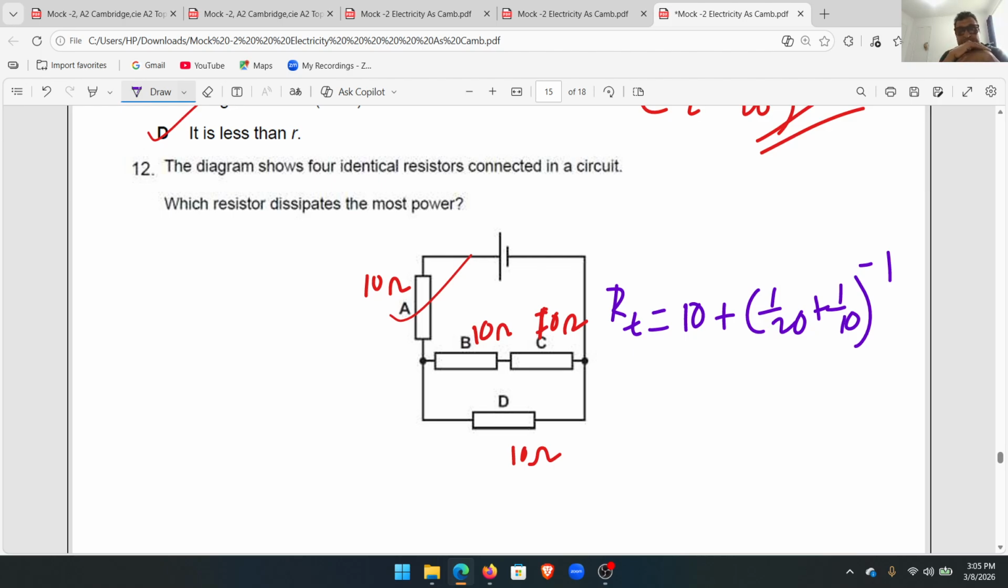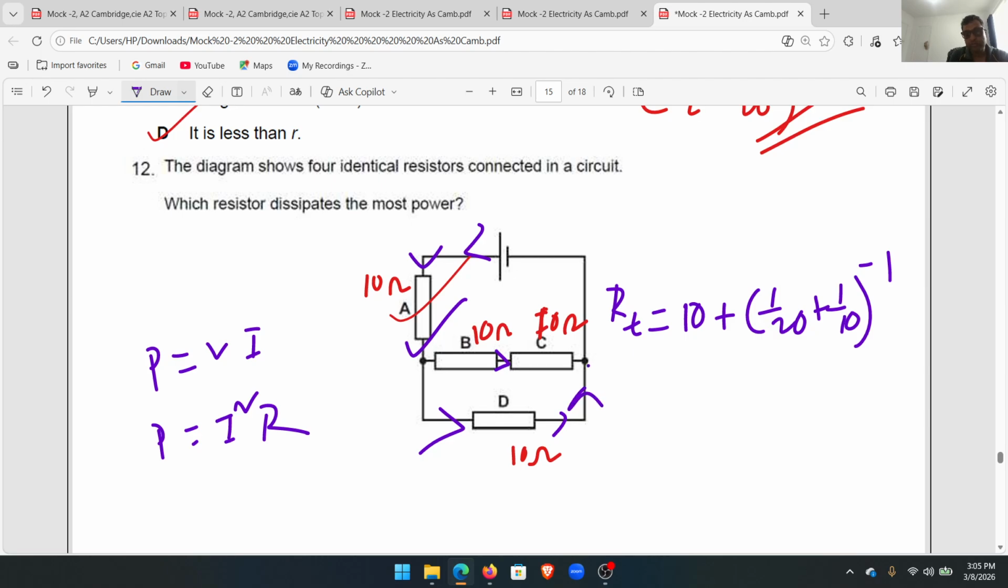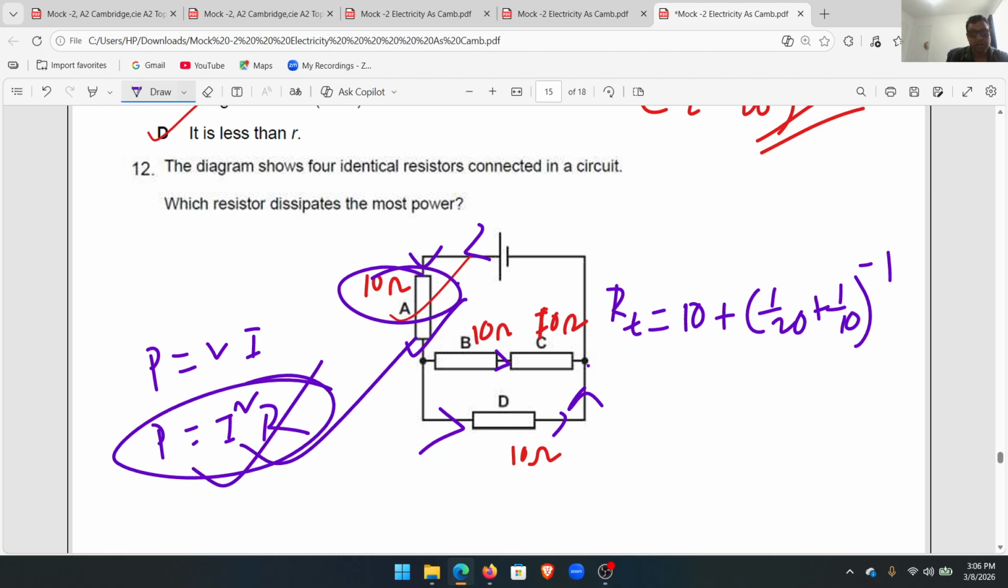Or another way you can solve it. You know, power is VI, but power has another popular expression I square R. Check. Current is highest at which point? Definitely current at this point is highest because this current has been splitting into two. So current is highest in A, so highest power will be there. Got it? Because this current will be divided at this point.